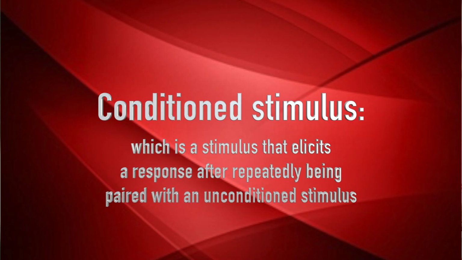In this case, the neutral stimulus is the leash itself, which is presented right before the unconditioned stimulus. Over time, the grabbing of the leash would elicit the excitement and wagging of the tail, which would become the conditioned stimulus, which is a stimulus that elicits a response after repeatedly being paired with an unconditioned stimulus. The behavior caused by the unconditioned stimulus is called the conditioned response.